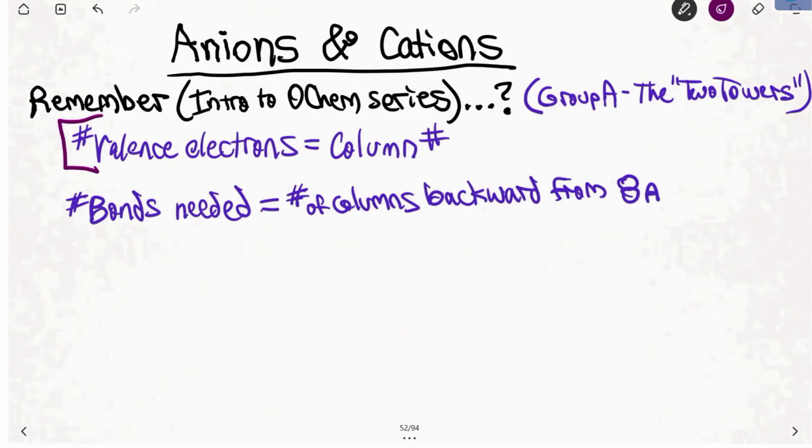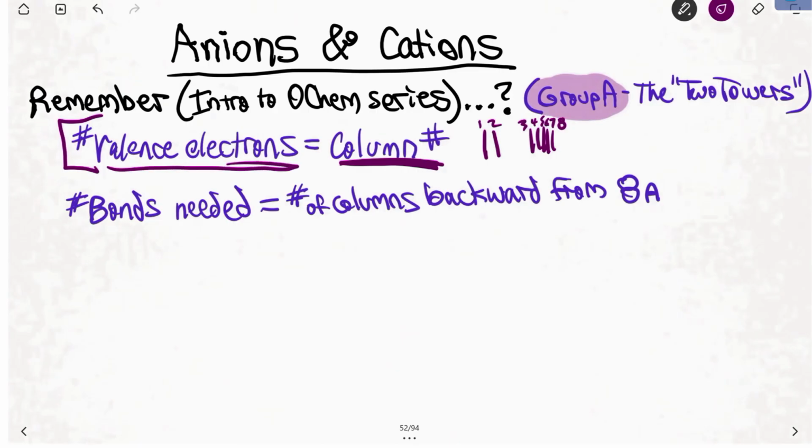The number of valence electrons an element has is the same number as the column number that it's in. And by the way, we're talking about group A on the periodic table. So, we have the columns. So 1, 2, 3, 4, 5, 6, 7, 8 columns on the periodic table that are in group A. So whatever the column number is, that's how many valence electrons that element has. So carbon happens to be in the 4th column. And so that means that carbon has 4 valence electrons, right, in its outer shell.